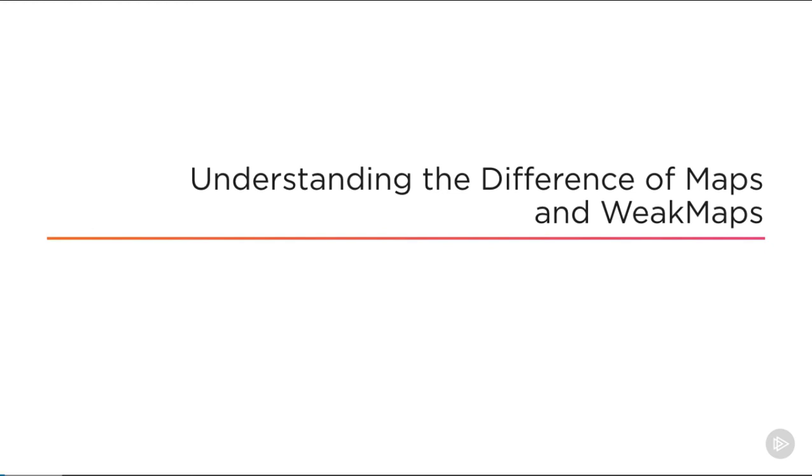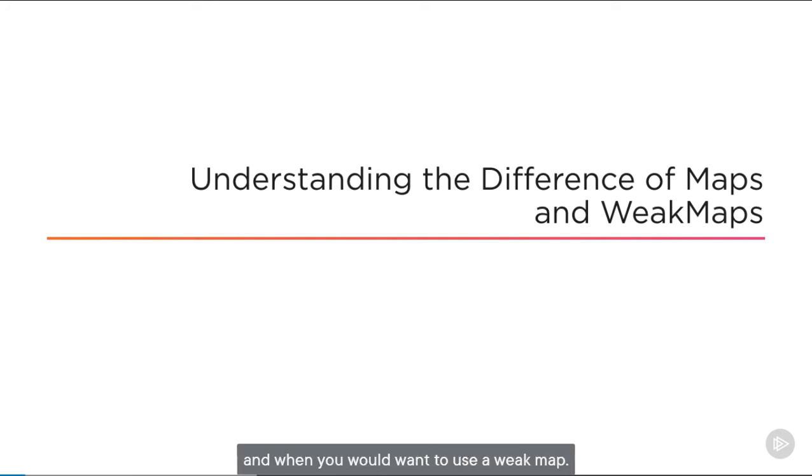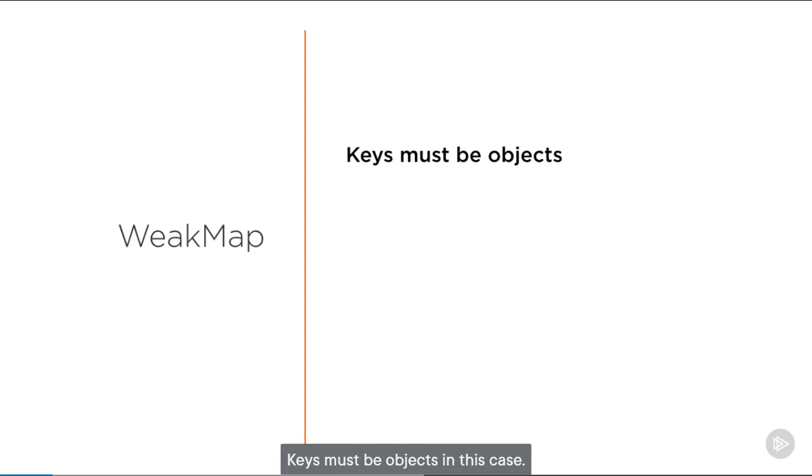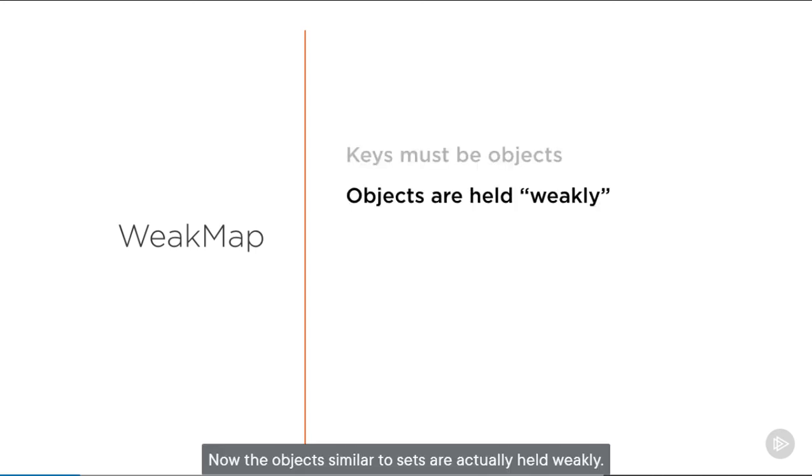Now let's dive into some of the differences between a map and a weak map, just so we're on the same page as far as when you would want to use a map and when you would want to use a weak map. And a lot of it is very similar to when you would want to use a set and when you would want to use a weak set. Keys must be objects in this case. You cannot have a key value as a primitive value, so you have to have it as an object. Now, the objects, similar to sets, are actually held weakly, and so if it's there, it's there. If it's not there, it's not there.